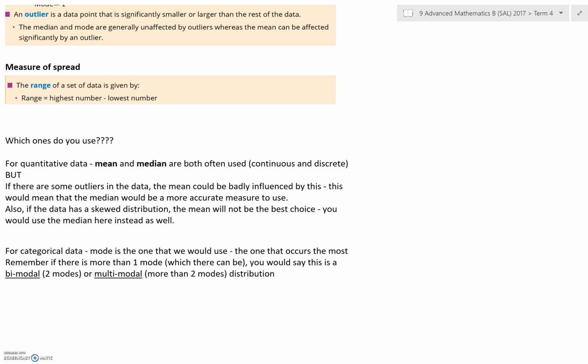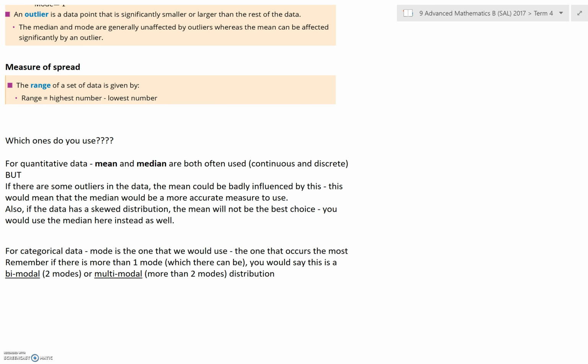Also, if the data is skewed, so that means if it's skewed positively or negatively, so in other words, it's not a symmetrical distribution, mean is often not the best choice either because you really got a whole lot of values down one end of the range. So median would probably be the one that you choose here as well. Now for categorical data, mode is the one that is what we would be interested in. It's the one that happens the most, which with categories, that's what we would want to know.